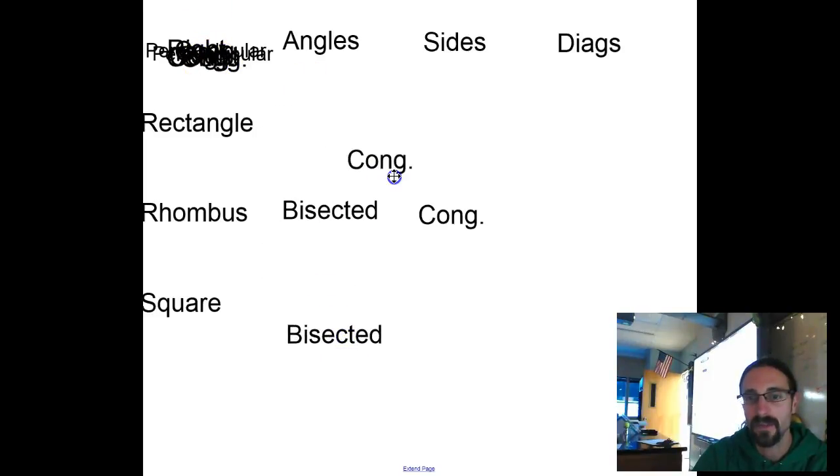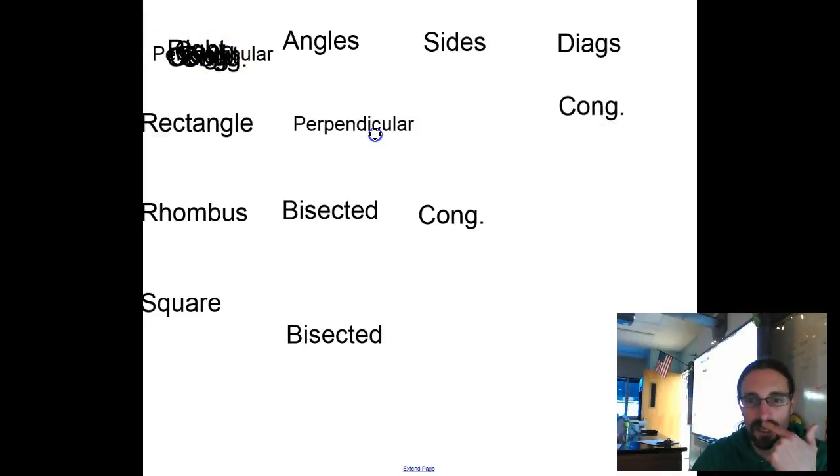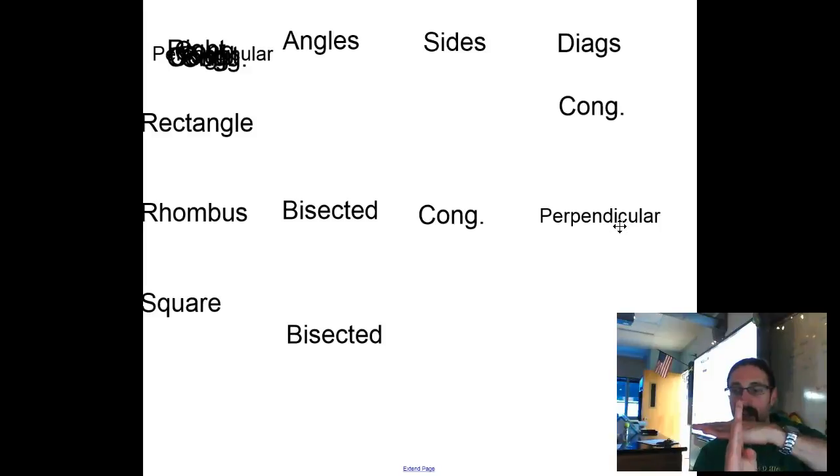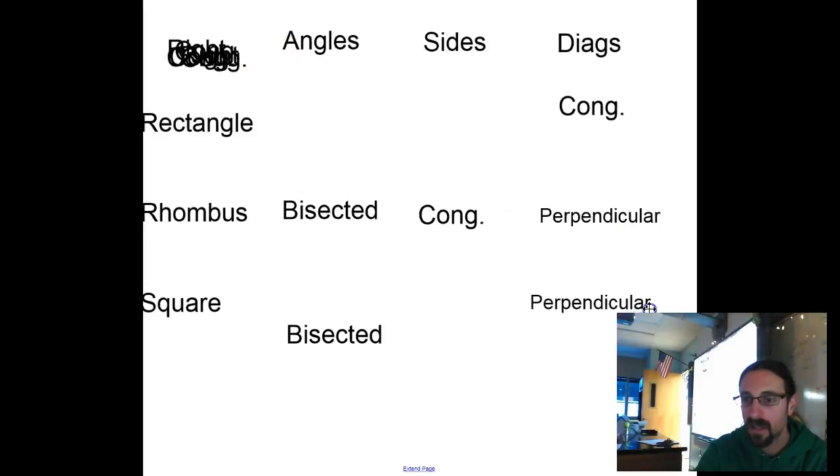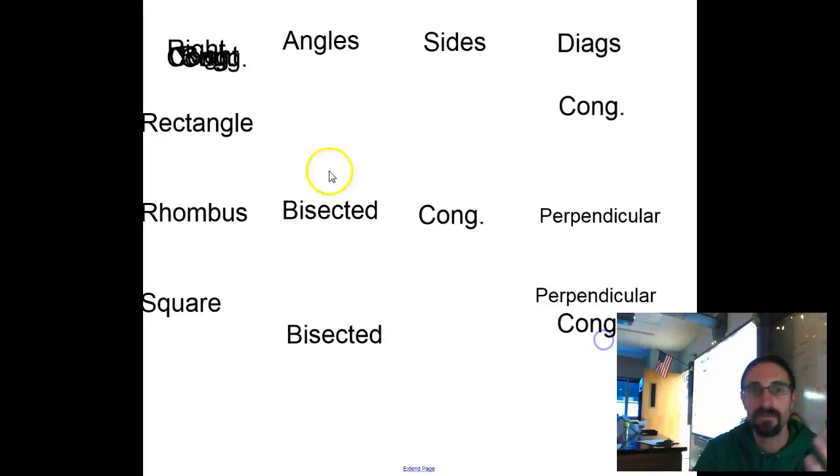All right, what's my next term in here? I have another congruent. Oh, well, in a rectangle, the diagonals are congruent. All right, what else? Perpendicular. Oh, yeah, in a rhombus, the diagonals are perpendicular. They're at 90-degree angles, which means in a square, they're perpendicular as well. You can kind of see how this is playing out. Here's another congruent. All right, in a square, the diagonals are perpendicular and congruent.